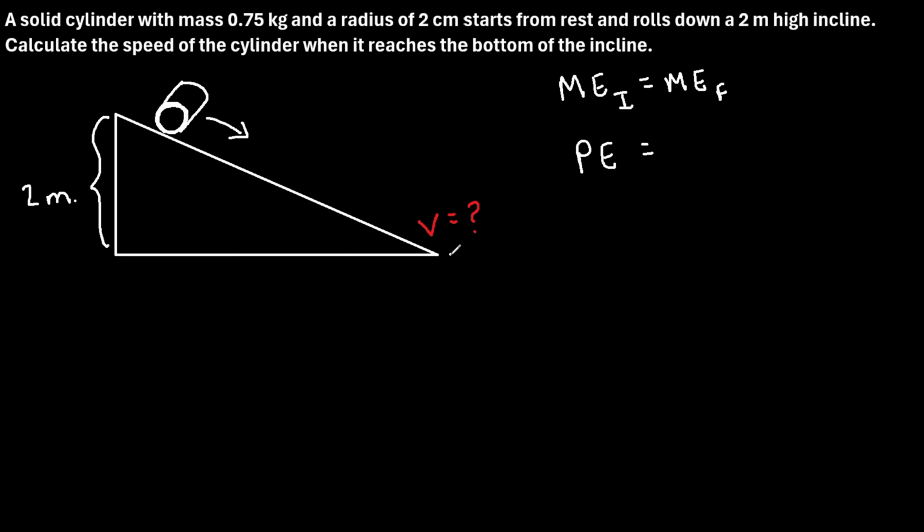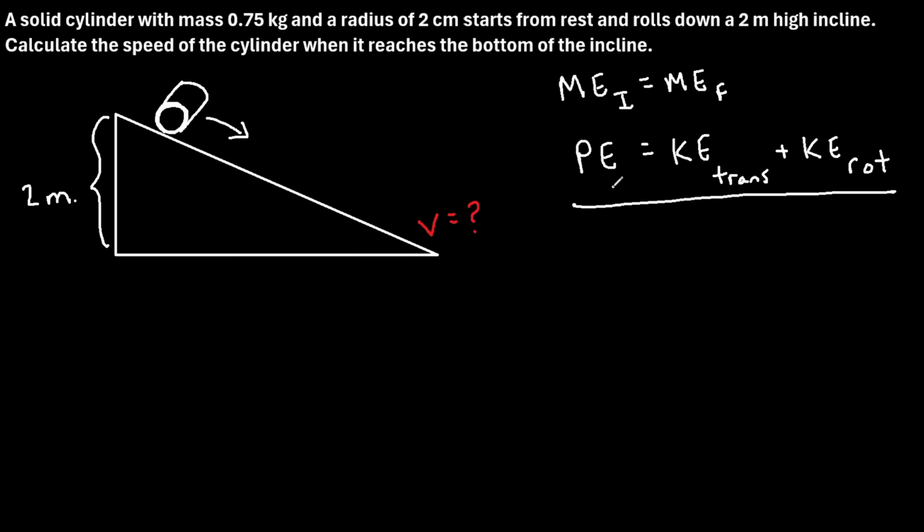Once the cylinder reaches the bottom of the incline, it no longer has potential energy since it has no height, but it does have kinetic energy. And it turns out there are two types of kinetic energy that it has. The first is translational kinetic energy, which is the kinetic energy associated with the movement down the incline. It also has rotational kinetic energy, which is the kinetic energy due to its rotating movement down the incline. In other words, as it rolls, it has rotational kinetic energy. So this is the equation that we're going to use to solve this problem.